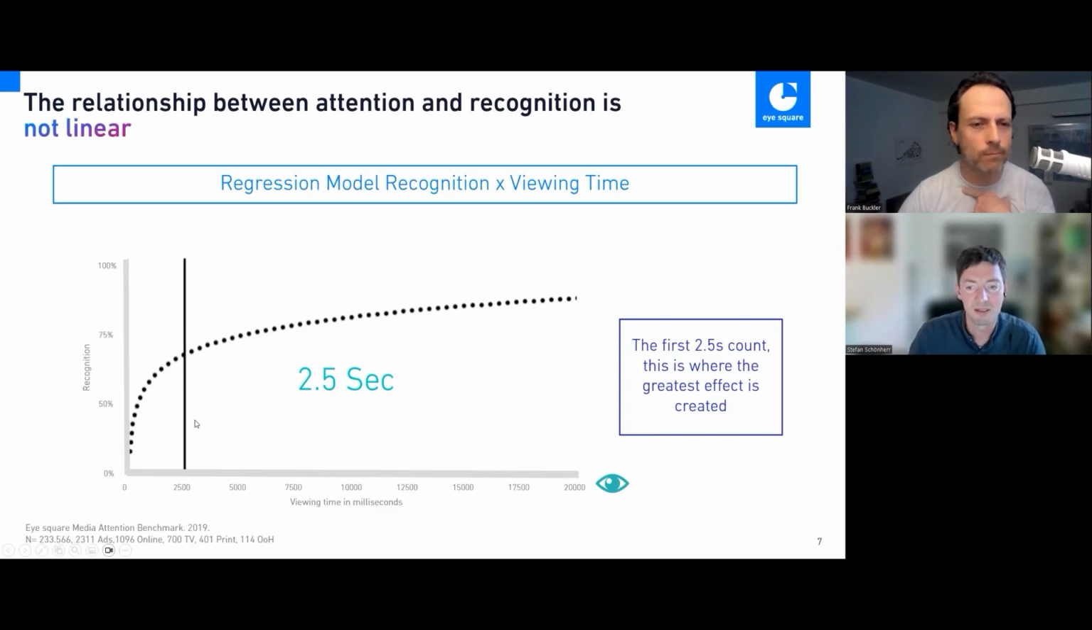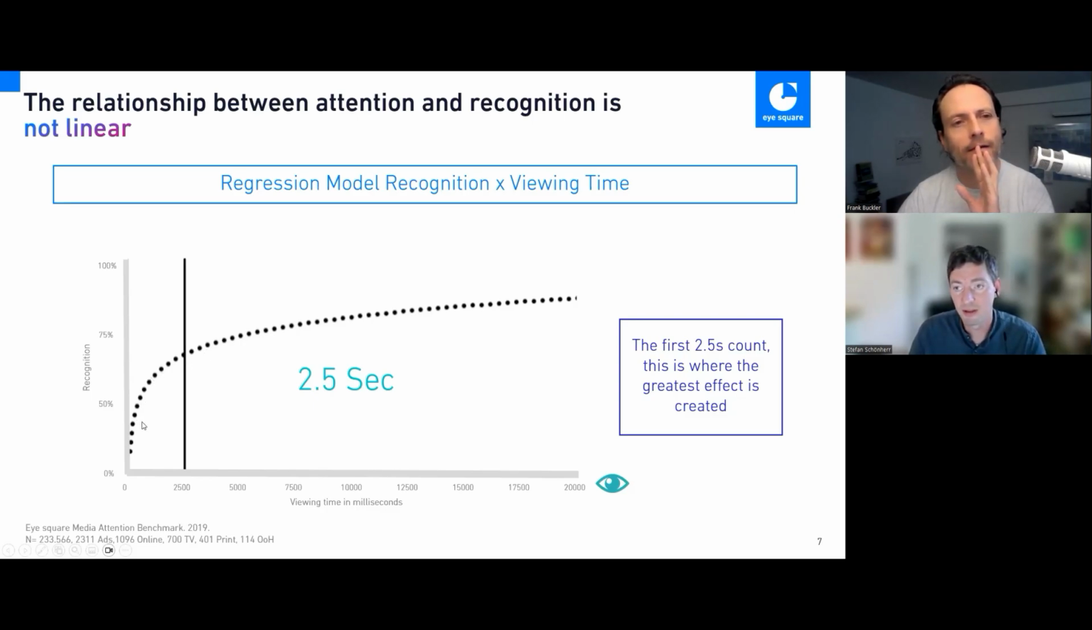So this is the first very important thing here. It's very important what happens in the first seconds and not so important what happens after second 10 or 15, right? That's something you can see here. And you also see, Stefan, that after even half a second, you already have 50% of recognition, right? So that's not that bad.